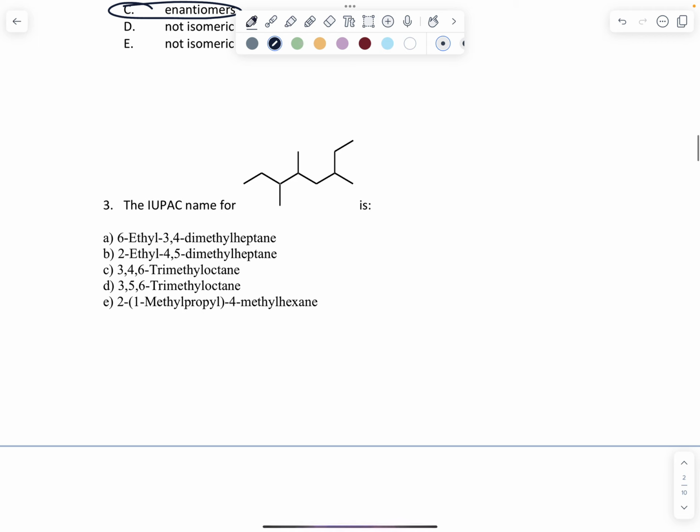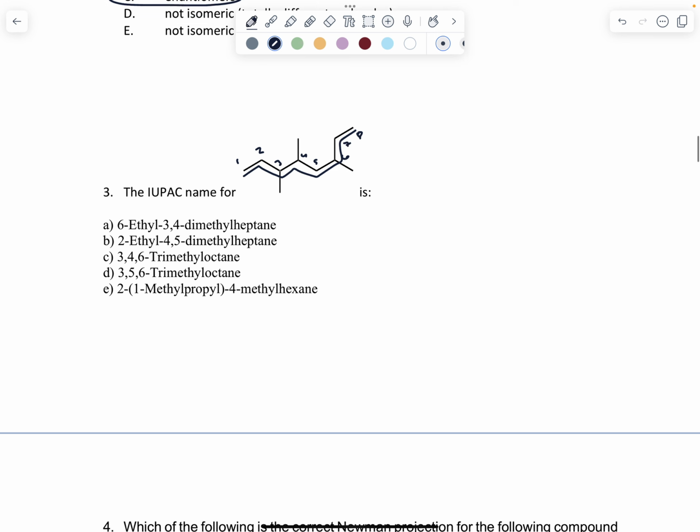Okay, the next one, we're going to try to find the longest chain here. So that is the longest chain that I can find. 1, 2, 3, 4, 5, 6, 7, 8. So octane is the longest chain I can find, so I can get rid of these. Okay, and then I'm going to find the methyls here, here, and here. Or substituents, I mean, is 3 methyls.